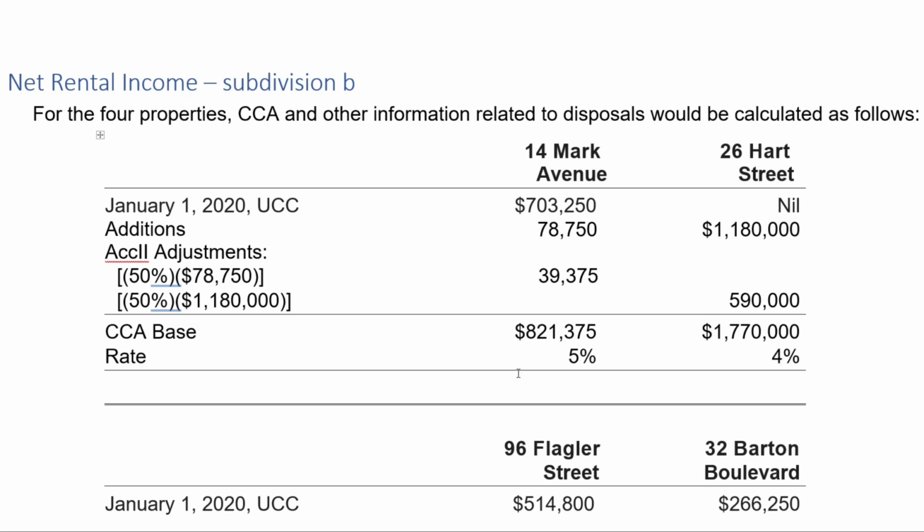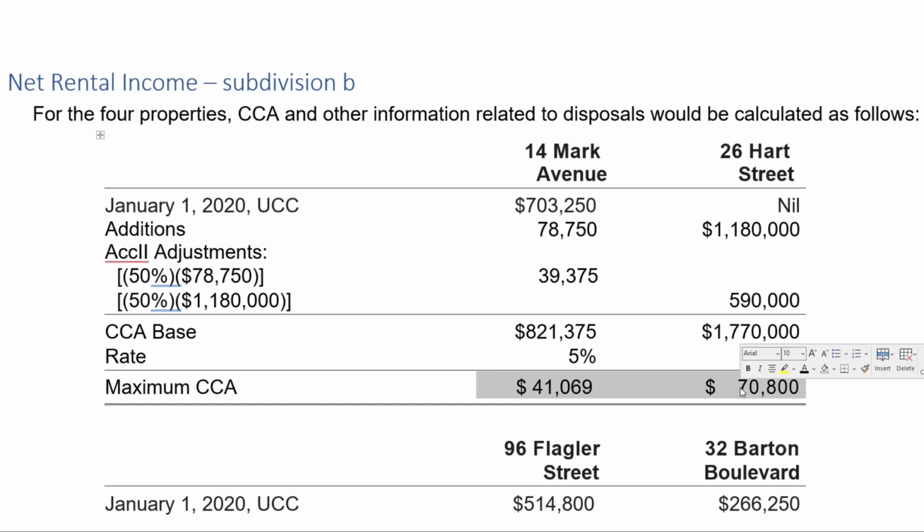If you went to Schedule 2 to look up the different classes, you'll see that we have Class 1 and Class 3 assets. So the maximum CCA that can be taken thus far is going to be $41,069 for 14 Mark Avenue and $70,800 for 26 Hart Street. And remember, 14 Mark Avenue was the Class 3 asset and the CCA rate is 5%. 26 Hart Street, I think, was the Class 1 asset, and that'll be at 4%.